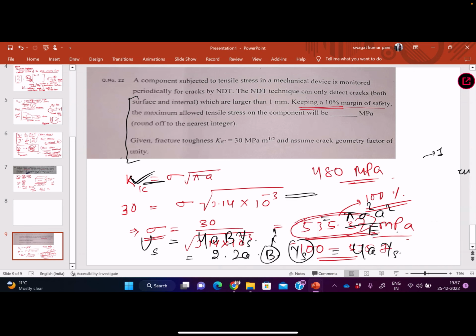Sir, also the K1C relation which we saw with sigma root pi a, is this for plane strain conditions or for any case? This is for plane strain condition only, because we are calculating the stress intensity factor in plane strain condition only. So this is only for plane strain condition.